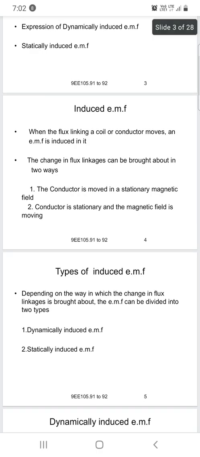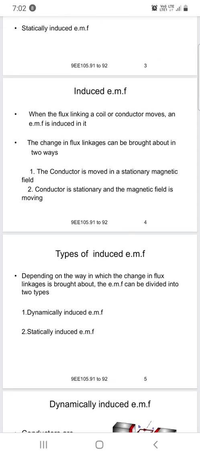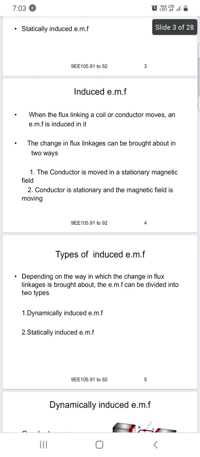So there are two ways to produce the induced EMF. One way is that the conductor moves in a stationary magnetic field, and the other is that the conductor is stationary and the magnetic field is moving. These are the two ways of changing the flux linkages.